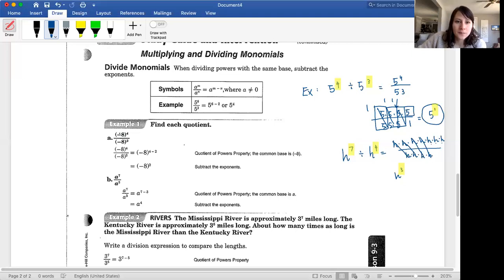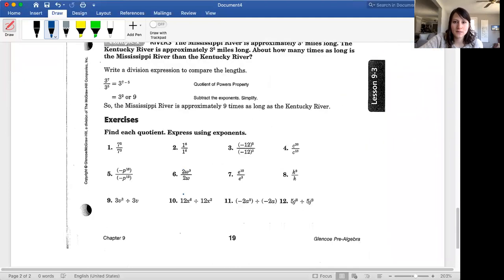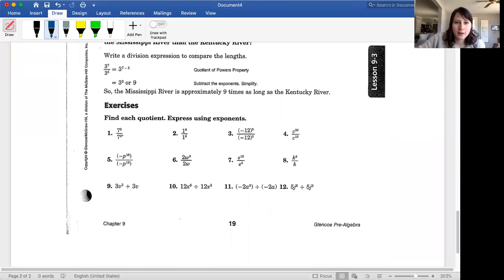So looking here, I can subtract the exponents and leave my base the same. So 4 minus 2 is 2, negative 8 to the second power. 7 minus 3 is 4, a to the fourth power. Okay, so let's practice this a little bit. This would be 5 minus 2, which is 3, 7 to the third power. 8 minus 6, which is 2, 1 to the second power. 3 over 3. Okay, so that would be negative 12 to the 0 power.